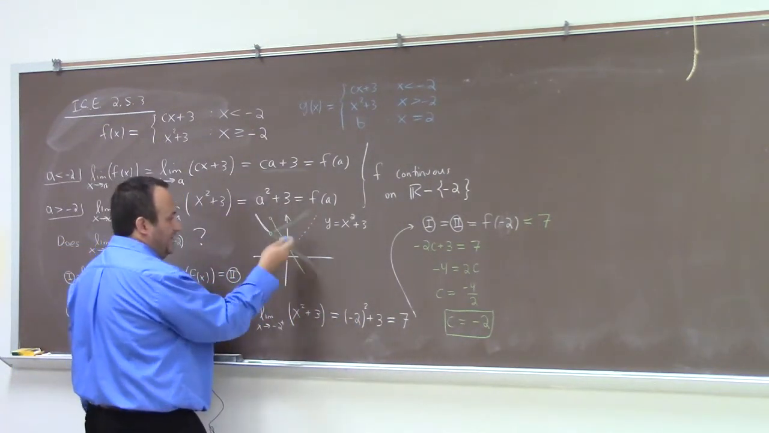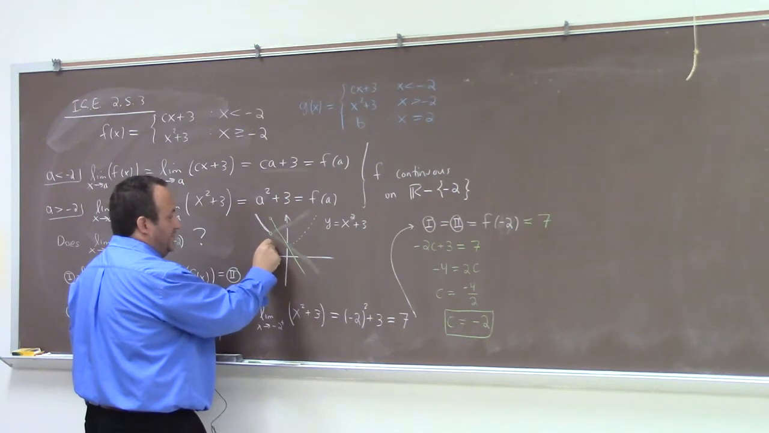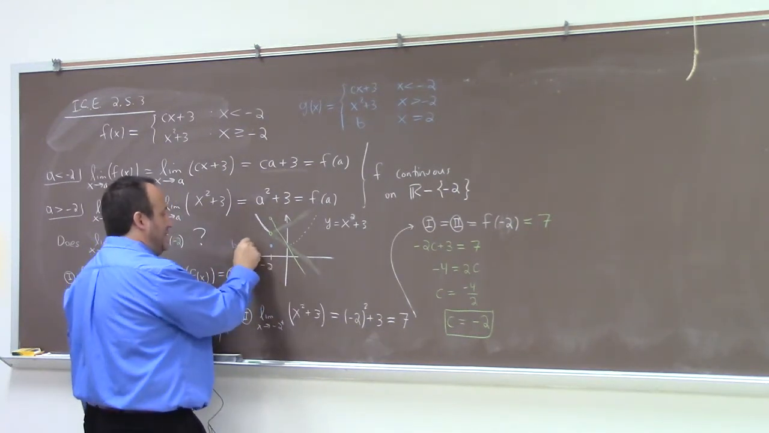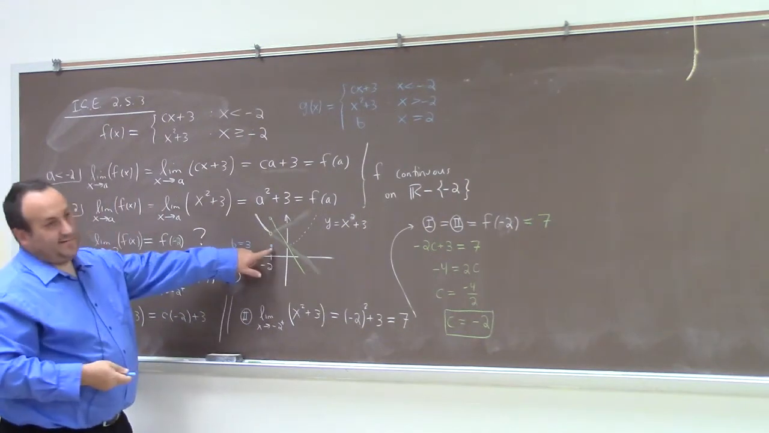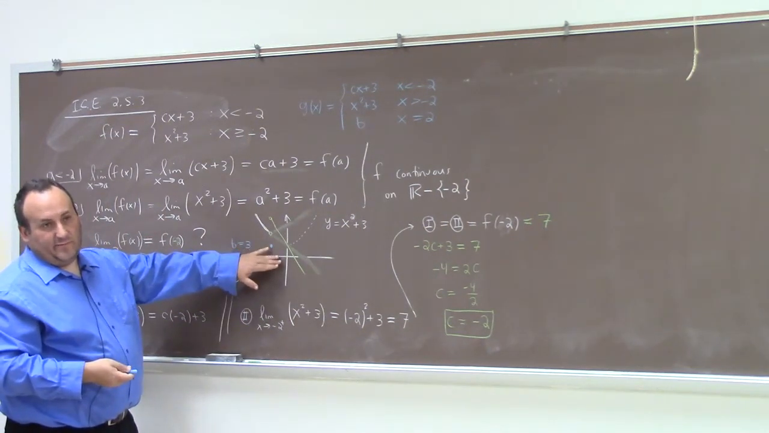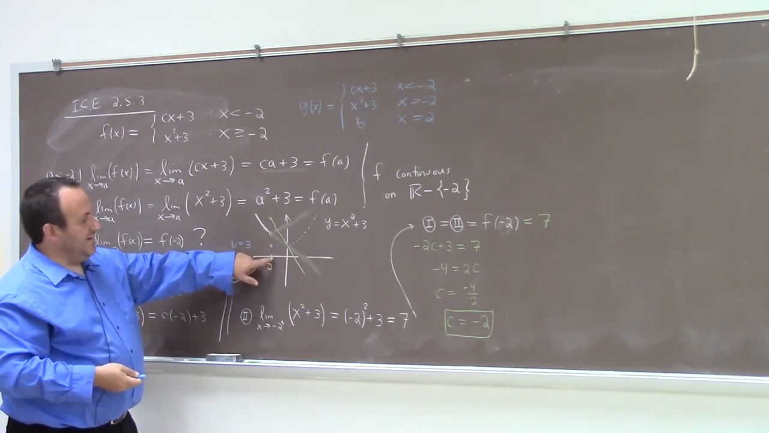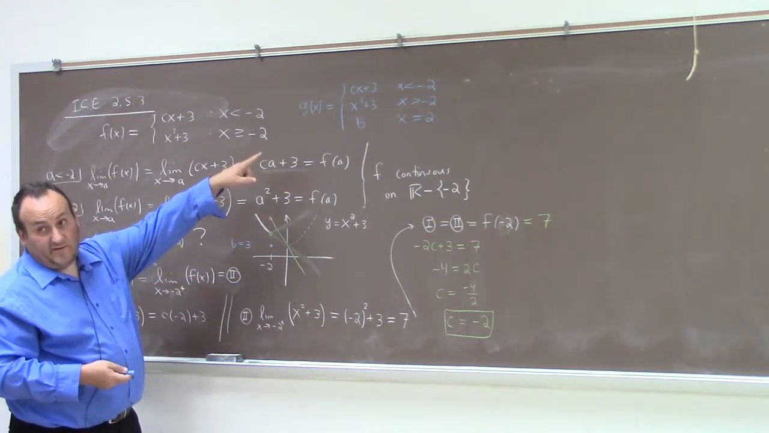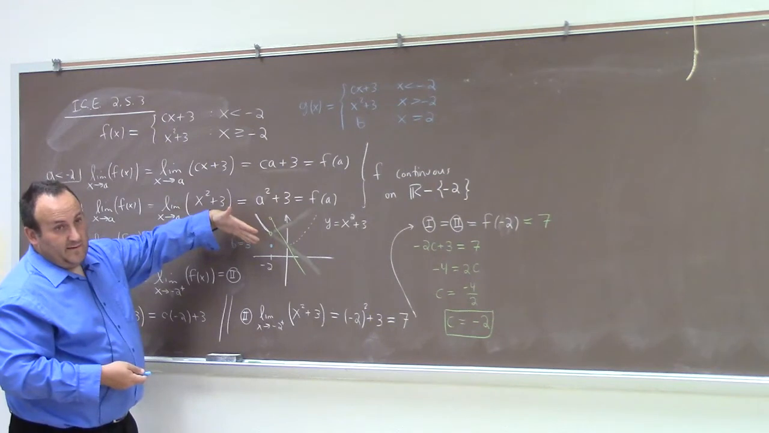I mean, I could make f of minus 2, I could put b equal to 3, like that. Now, obviously, that wouldn't work, right? f of minus 2 and g of minus 2 would be 3, and that would not be equal to the left and the right limits.